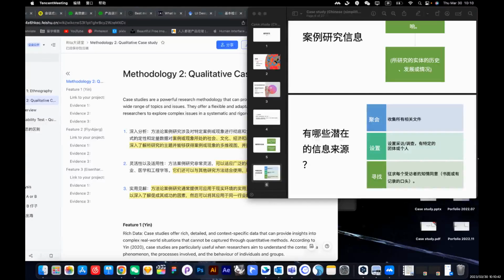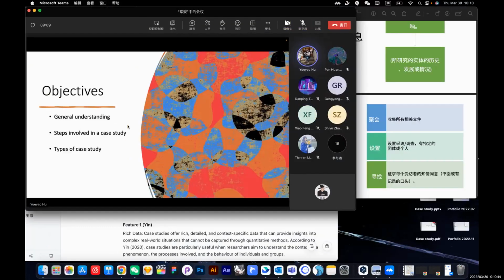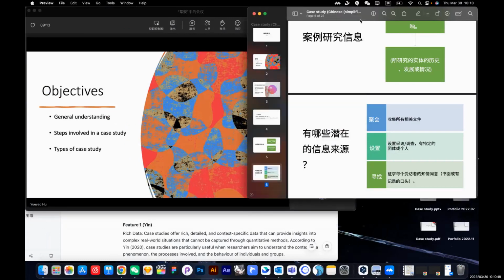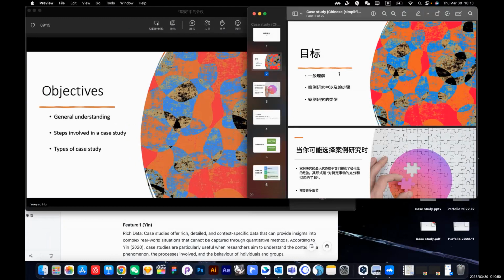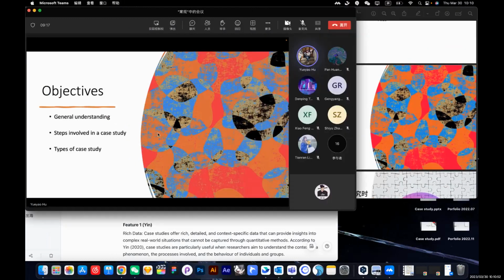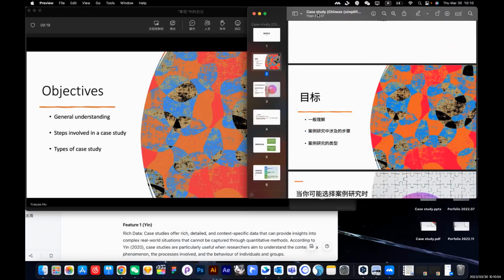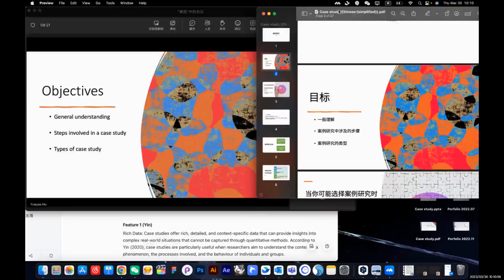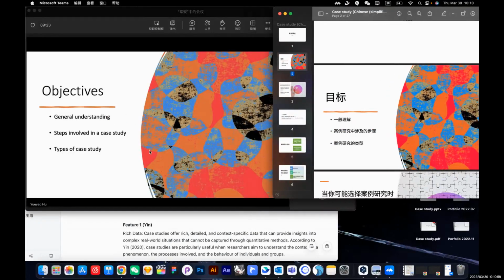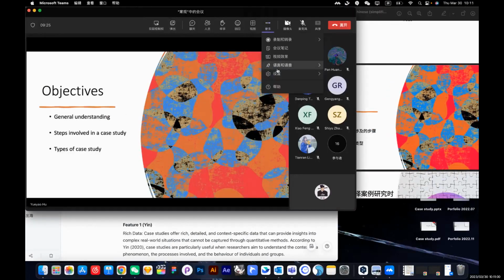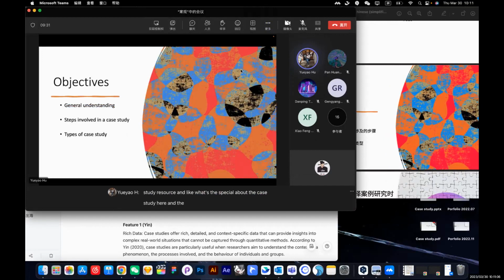Things we're going to know about case study. First of all, I'm going to spend about 30 minutes to give you a general understanding of what a case study is. In this area, we're going to know when you should use case study, how to use it, how you can get the resource, what a case study resource is, and what's special about case study. Secondly, we have the steps involved in a case study.